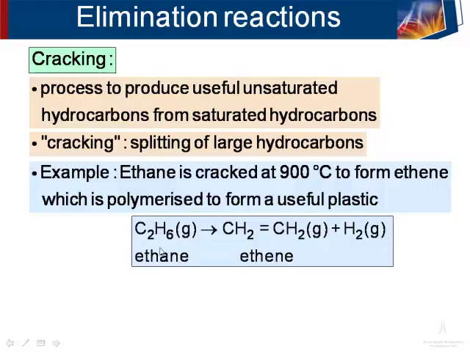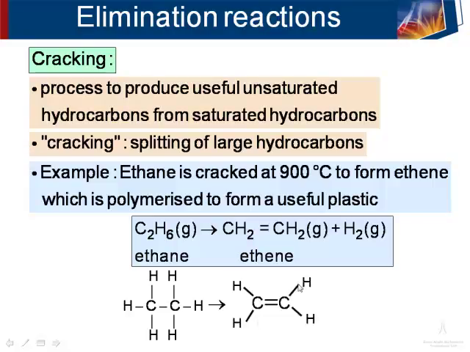So we actually see ethane in the cracking process is converted into ethene, and hydrogen is released, and if we put it in a structural formula, there's the ethane is then formed to ethene and hydrogen is produced, but this ethene is then polymerized to form plastics.